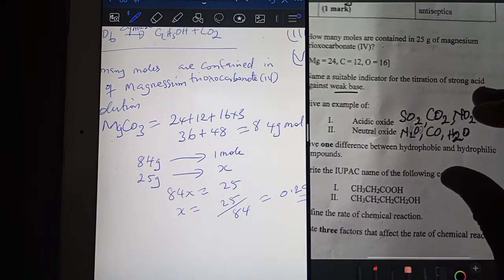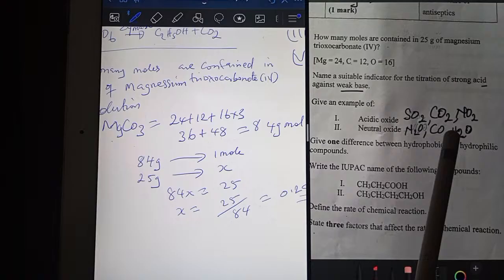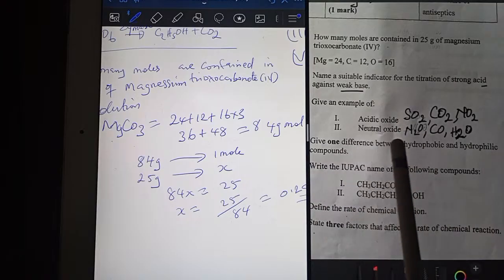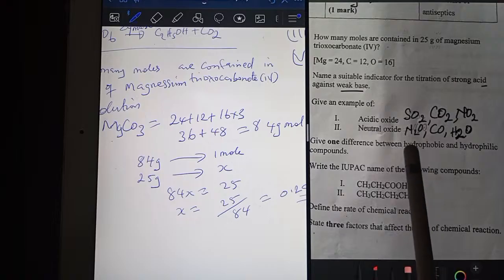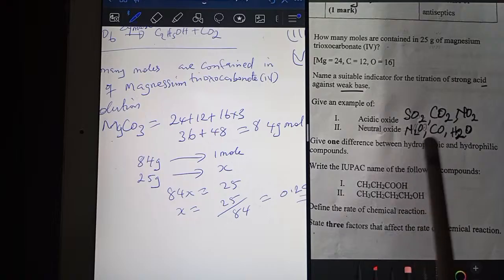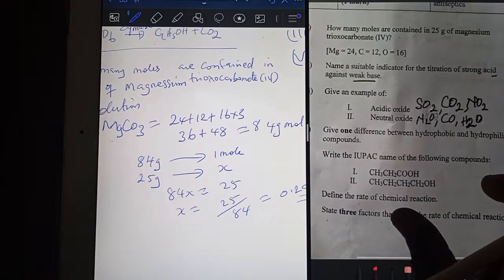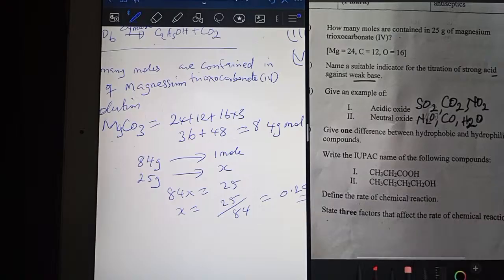So examples of acidic oxides are SO2, CO2, and NO2, I told you they are acidic oxides, while the neutral oxides are the laughing gas, that's nitrogen(I) oxide, carbon(II) oxide, and water itself. They are all neutral. Then give one difference between hydrophobic and hydrophilic compounds.